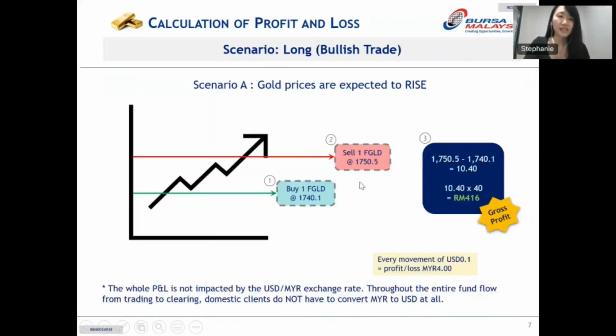Now let's take a look at how to calculate the profit and loss for your trades in this scenario. Let's say when gold price is expected to rise, you long one lot FGLD contract at 1740.1, and later on you sell and close your position at 1750.5. How do you calculate your profit? It's simple. You take your selling price minus the buying price and multiply by 40, which is the contract multiplier, which gives you a profit of 416 ringgit.